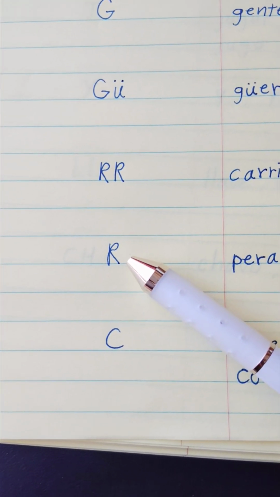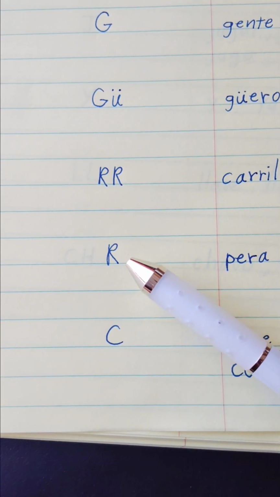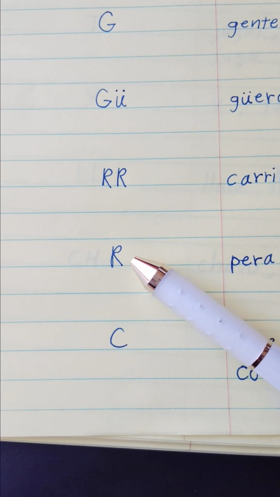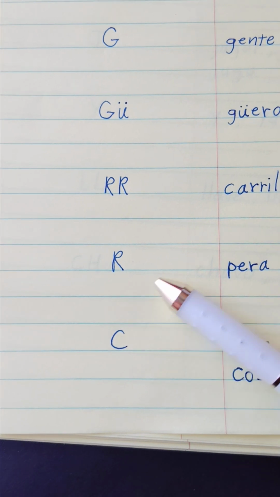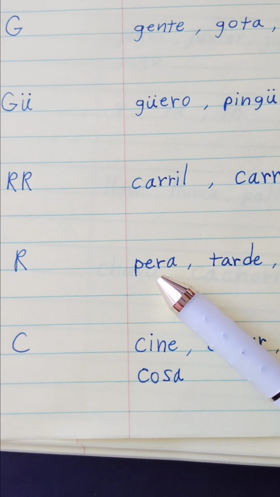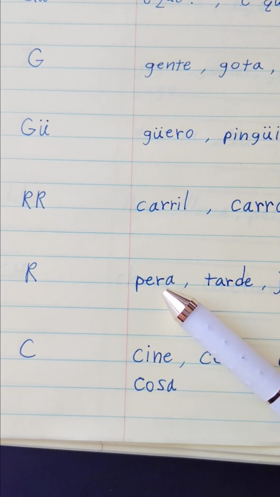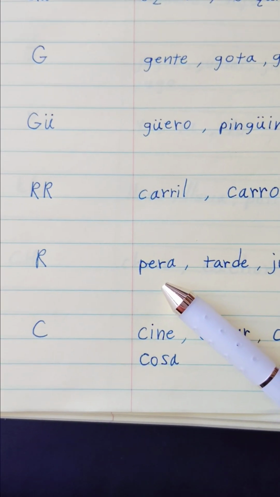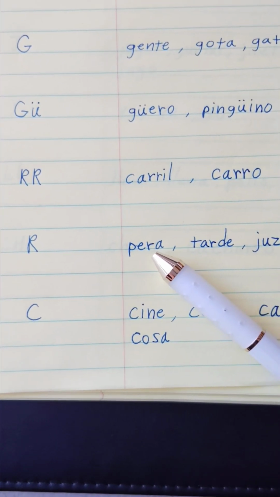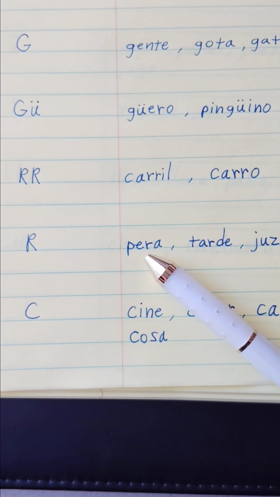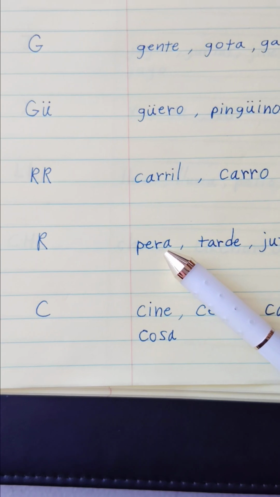Now moving on to the single R. This letter, the R, can have either a soft R or a strong R. I have examples here. Pera. So the letter R here is a soft R. It's very brief and soft. Pera. This means pear, the fruit.